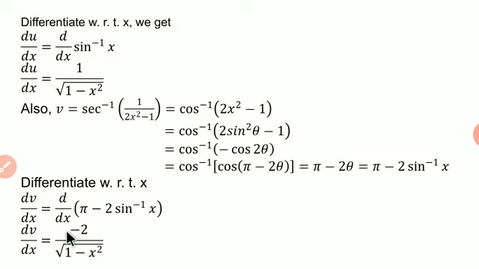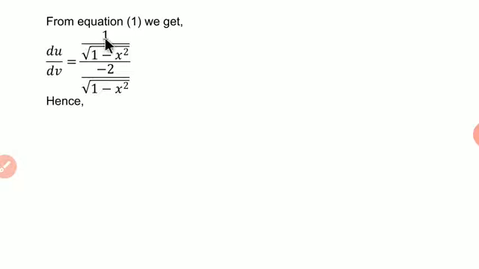Now we get both the values, du by dx as well as dv by dx. So put these both values in relation number 1. And so from equation 1, here we get du upon dv is equal to 1 upon square root of 1 minus x square divided by minus 2 upon square root of 1 minus x square. Now we observe that the numerator and denominator are the same, so it gets cancelled, and hence we get du upon dv is equal to minus 1 upon 2.